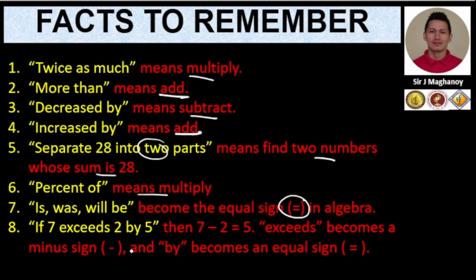If 7 exceeds 2 by 5, okay, so 7 exceeds 2 means minus, that is 7 minus 2, and "by" becomes equal, 5. So exceeds becomes the minus sign, and by, once this is a combination of exceeds and by, will become our equal sign. So I hope these facts to remember will help you in evaluating your word problem examples.